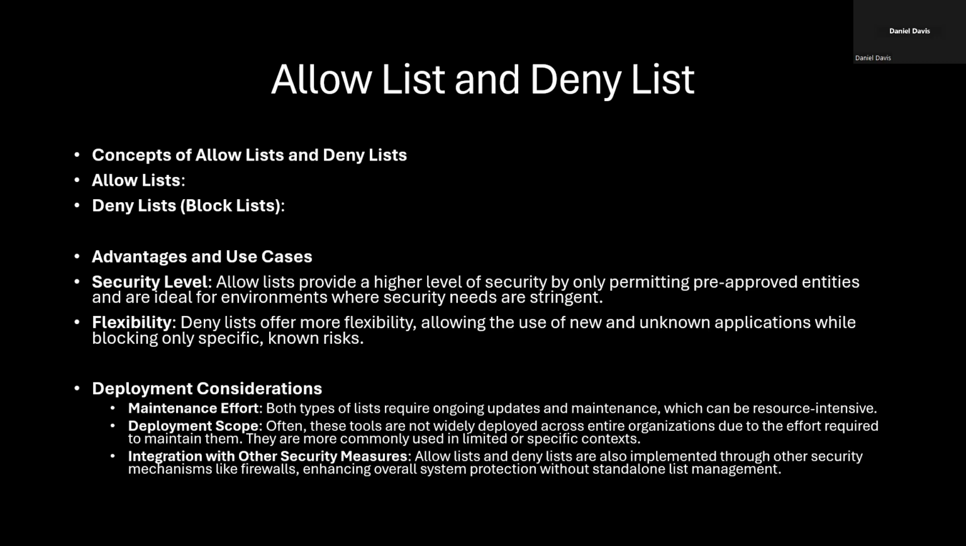There's some pros and cons to each option. Allow lists will generally provide a higher level of security. You're only explicitly allowing things that you know are safe, or at least should be. Deny lists, however, offer a little bit more flexibility and can often be a little bit easier to manage and use.